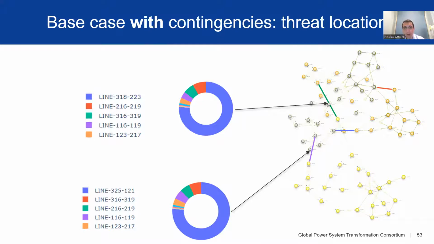Just to illustrate what you can quickly get from the output: for the green line, you see that most of the time the contingency that creates the maximum flow is the same. It's the line 318 to 223, and it's not very well indicated, but as you can imagine, it's the purple line, and it's a pair. If you look at the threat for the purple line, you're going to find that it's the contingency on the green line.